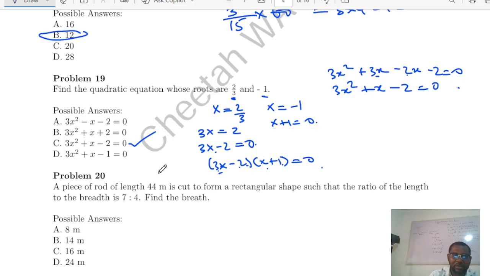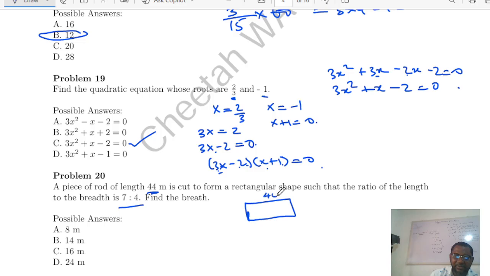Okay, so the next one says, a piece of rod of length 44 meters is cut to form a rectangular shape, such that the ratio of the length to the breadth is this. Find the breadth. Okay, so a piece of rod, the length is 44 meters, is cut to form a rectangular shape. Now, I'd like you to note that, remember that this is the length.